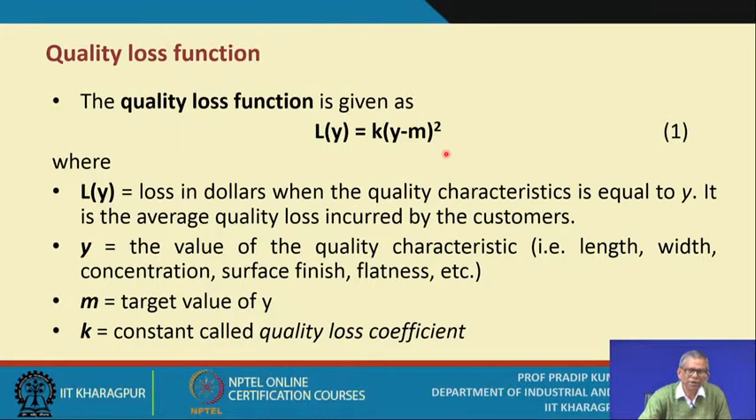He collected data from several products, and ultimately you will find that in the majority of cases this loss function may be considered to be a quadratic loss function. Is it clear? So, this is the formulation of the loss, or the societal loss, or the quality loss. So, quality loss function.